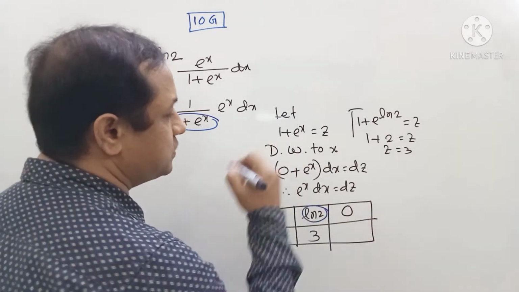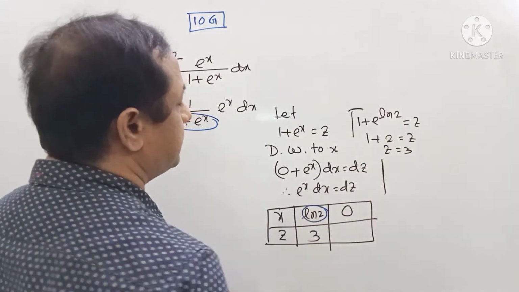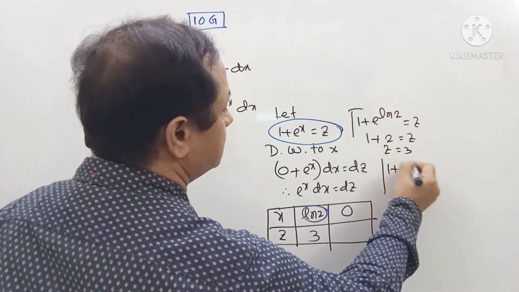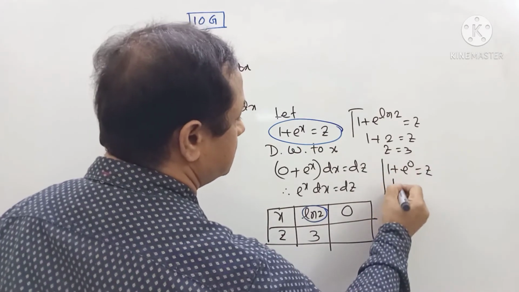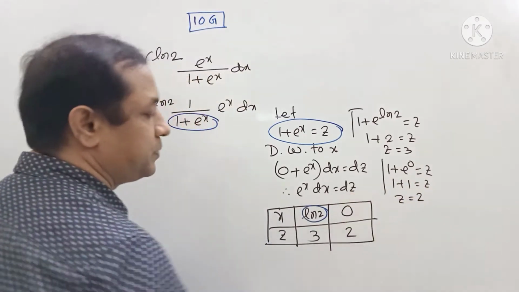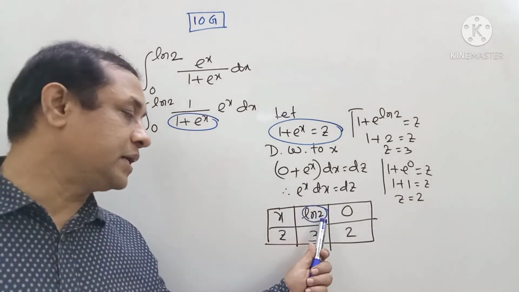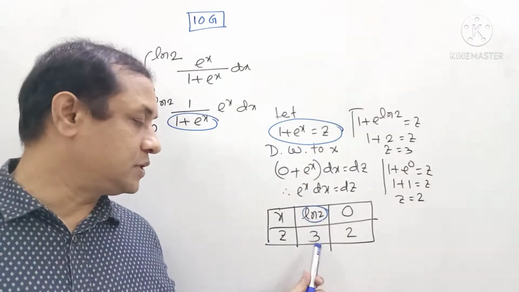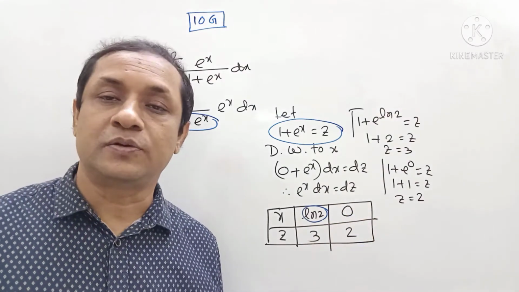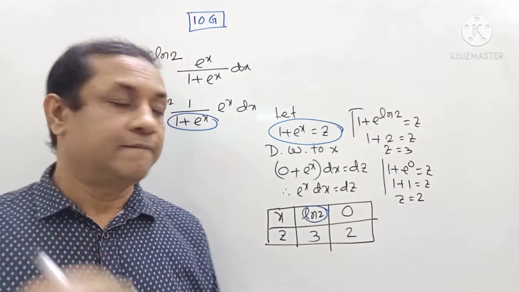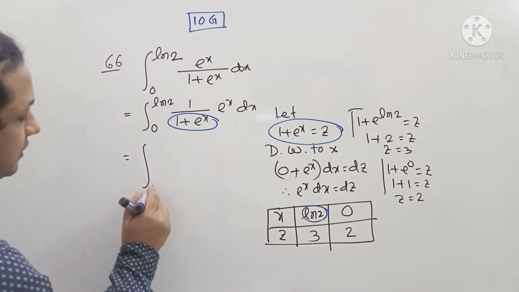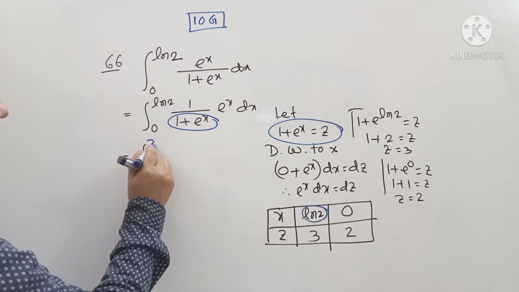Again, if x equals 0, putting the value of x equals 0, we get 1 plus e to the power 0 equals z. So 1 plus 1 equals z, so the value of z equals 2. So student, if x equals ln 2, then z equals 3; if x equals 0, then z equals 2. The lower limit is 2 and the upper limit is 3.